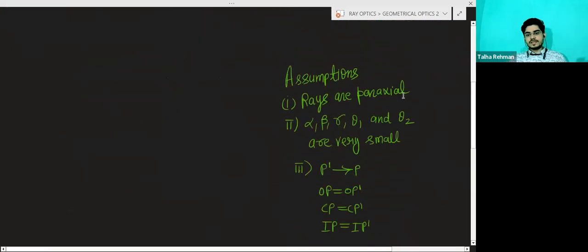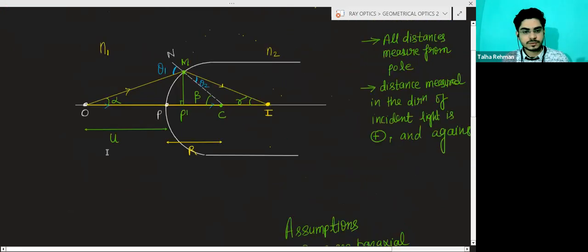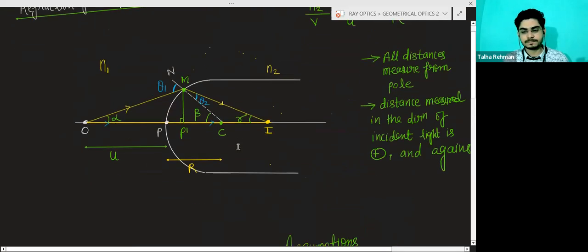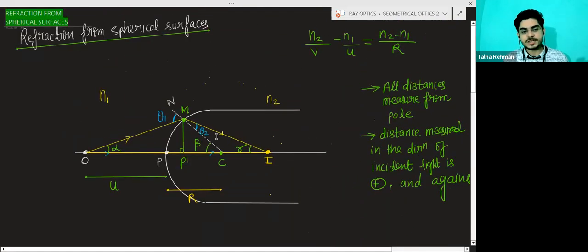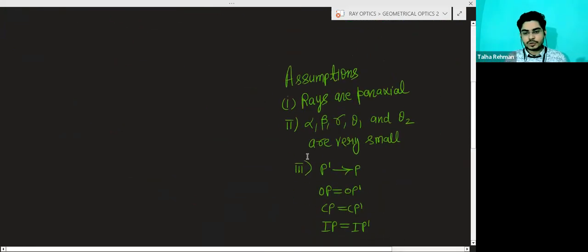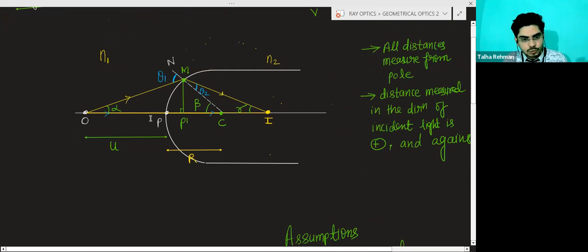So you can say rays are paraxial, so alpha, beta, gamma, theta 2 and theta 1 are very small. And one more thing that is very important here: the distance between P and P dash becomes very, very small, so that the P and P dash points will coincide, or you can say P dash is tending to P. So you can write OP is equal to OP dash. This distance CP, you can also write CP dash. This distance IP, you can also write IP dash.